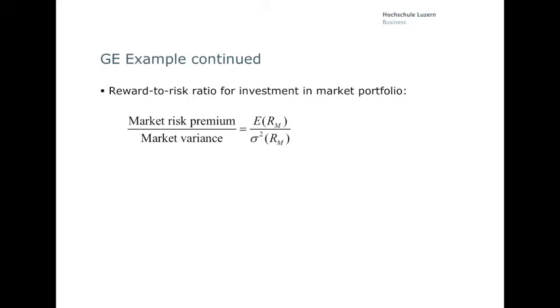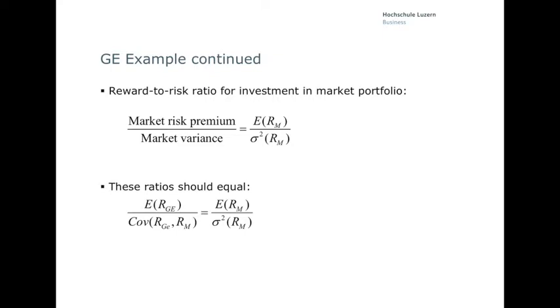Continuing on the GE example, a basic principle of equilibrium is that all investments should offer the same reward to risk ratio. If the ratio were better for one investment than another, investors would rearrange their portfolios, tilting toward the alternative with the better trade-off and shying away from the other. Such activity would impart pressure on security prices until the ratios were equalized. Therefore, we conclude that the reward to risk ratios of GE and the market portfolio should be equal.